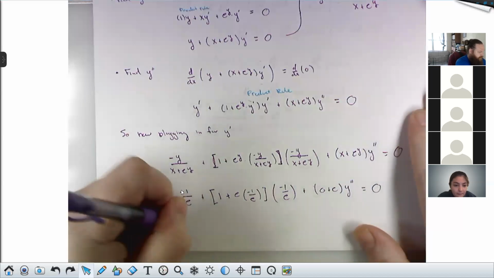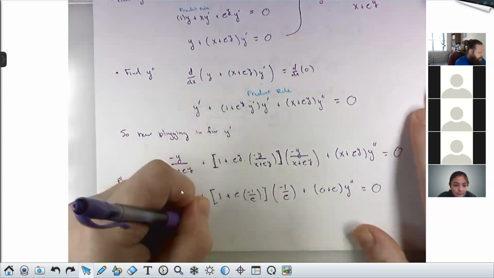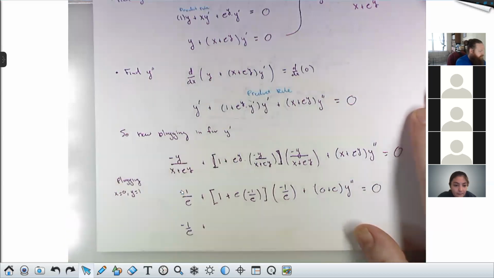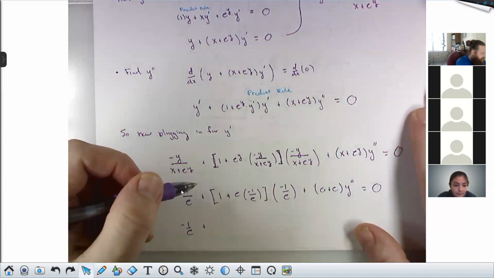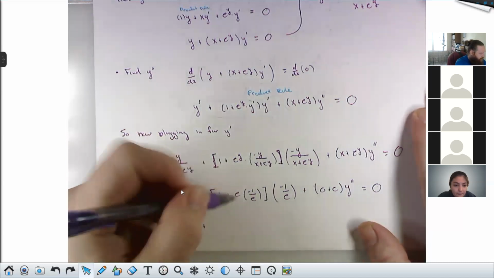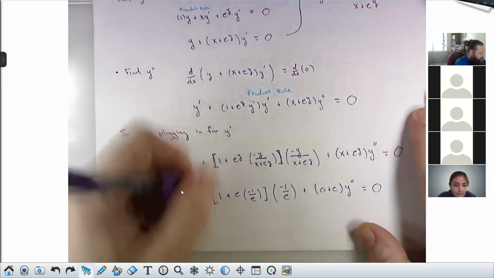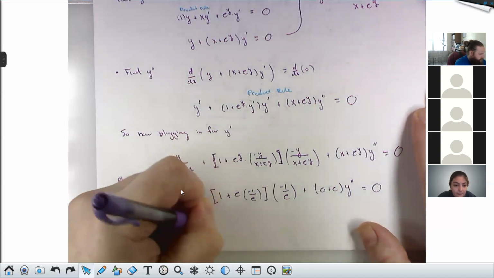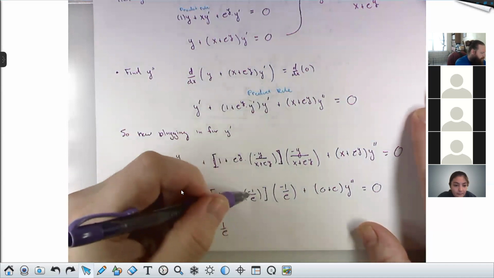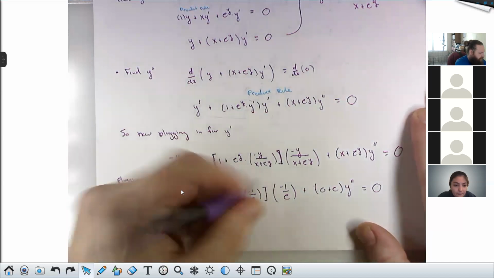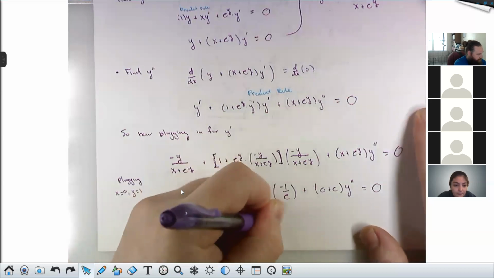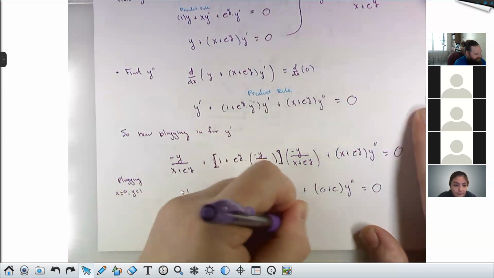This is negative 1 over e. Plus, if I distribute this 1 over e term here, what do we get? I write this as minus 1 over e. And then e times negative 1 over e, this piece is negative 1 times this, is going to be plus 1 over e, plus e times y double prime equals 0.